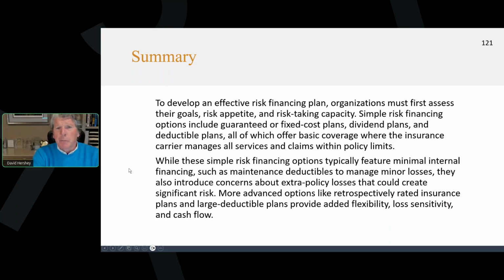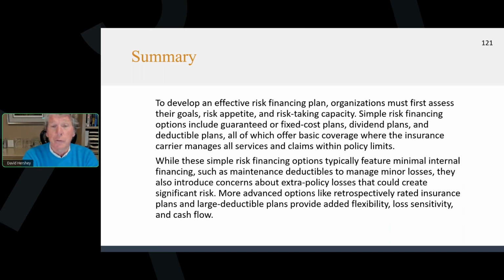Summary: to develop an effective risk management plan, organizations must first assess their goals, risk appetite, and risk-taking capacity. So it's not so much risk appetite. They're looking at the number. If it's going to save them some cash, then they're going to do a deeper dive. But if the savings aren't there, nobody cares. They're not going to do it. If the savings justify the deeper dive, then the question is, can we do it? Do we have the wherewithal?